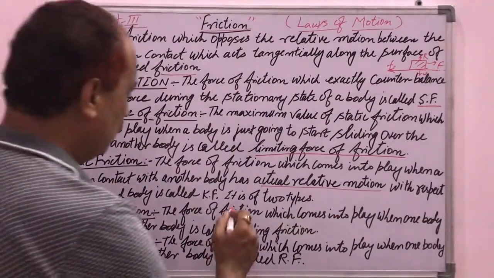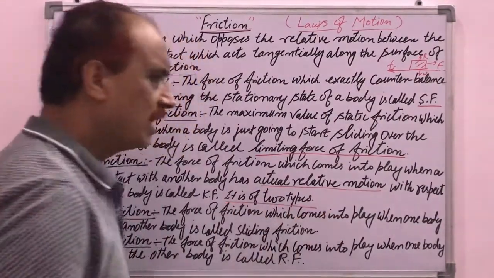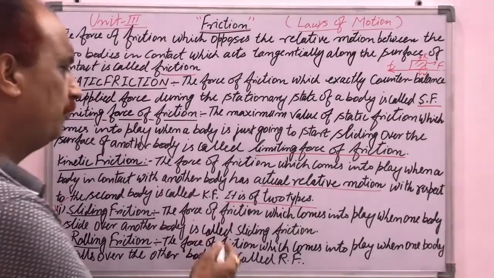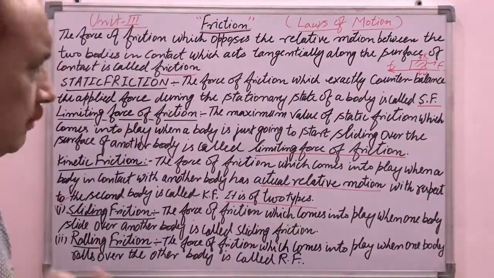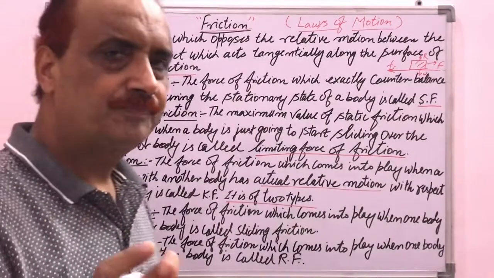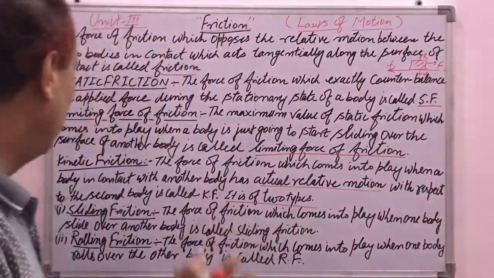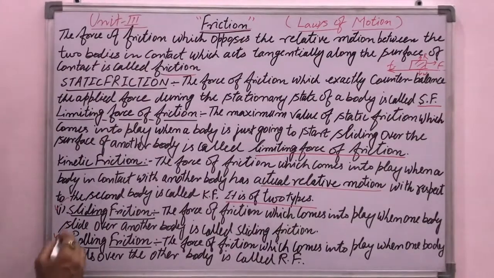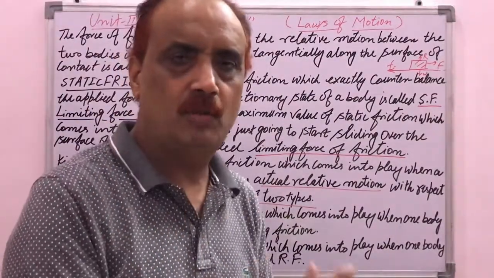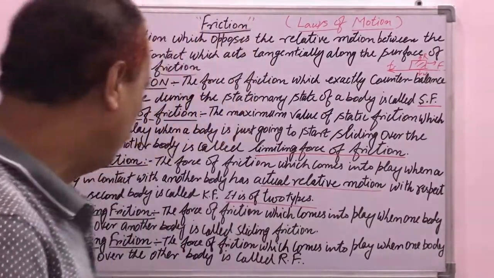Kinetic friction is of two types. Number one, sliding friction. Sliding friction means the force of friction which comes into play when one body slides over another body. And number two is rolling friction. The force of friction which comes into play when one body rolls over another body is known as rolling friction.